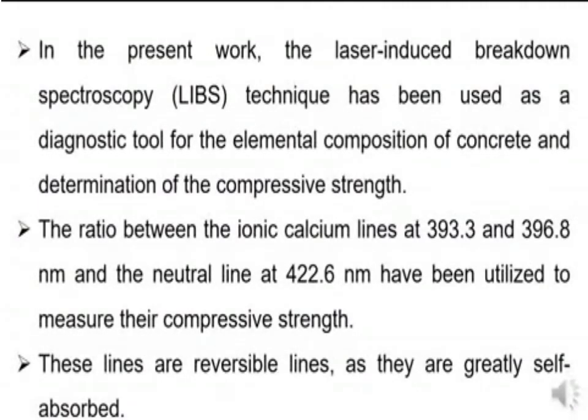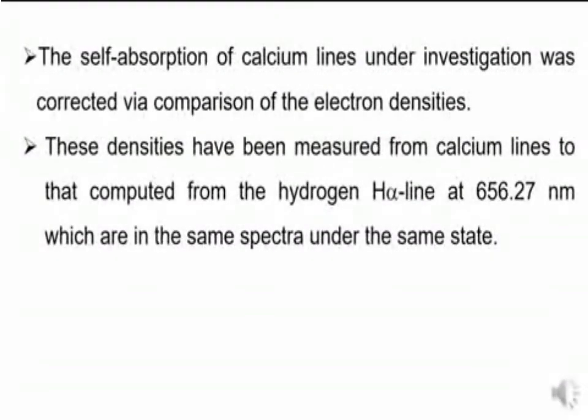We know that these lines are reversible lines, and they greatly have self-absorption. The self-absorption of these calcium lines was corrected via comparison of the electron density. These densities have been measured from the three calcium lines, neutral and ionic, compared to those of the hydrogen or H alpha line at 656.27 nanometer.